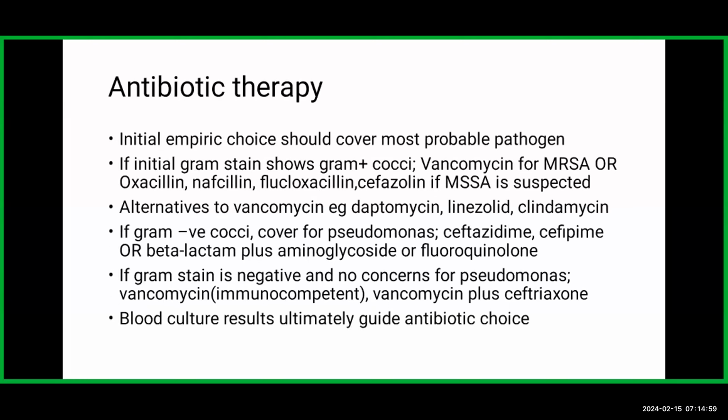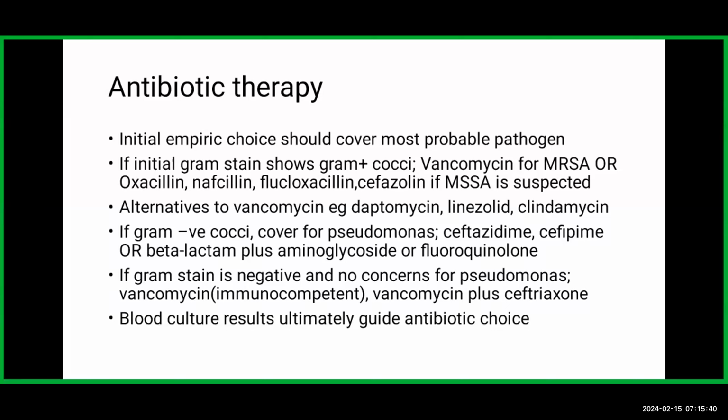So for antibiotic therapy, it's initially empiric, in which you cover for the most probable pathogen in the environment, and then ultimately guided by the culture results. So we talked about the fact that if the initial stain shows gram-positive cocci, we could use vancomycin if we suspect MRSA, or if methicillin-susceptible Staph aureus is suspected, the antibiotic choices could be oxacillin, nafcillin, flucloxacillin, or cefazolin. And then alternatives to vancomycin, because some patients may react to it or have contraindications, you could use drugs like clindamycin or daptomycin.